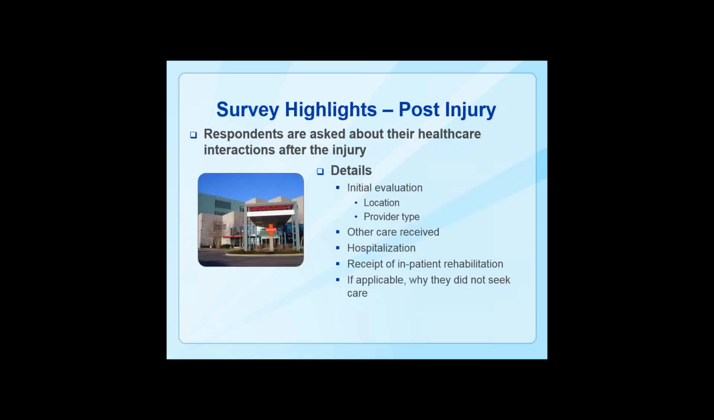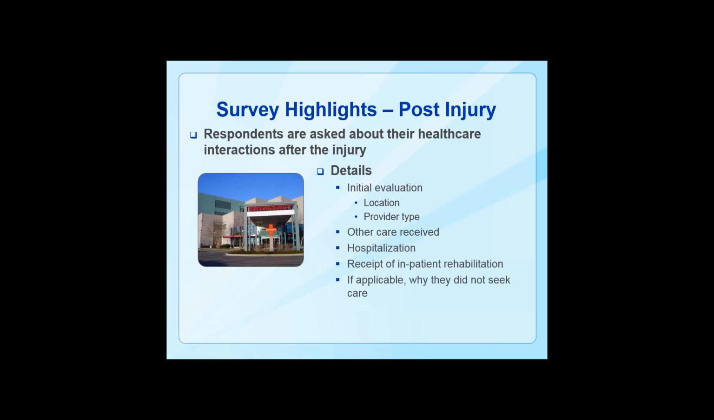The first post-injury section I'd like to talk about is their healthcare interactions after the injury. Who, when, and where. Specifically, who first looked at or examined the respondent? Some examples would be a nurse, a doctor, an athletic trainer, or perhaps emergency medical services. We'll want to know when this initial examination took place. How long after the injury were they first evaluated?